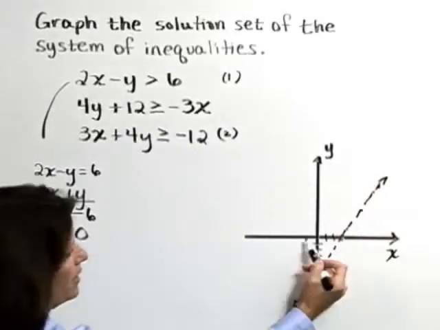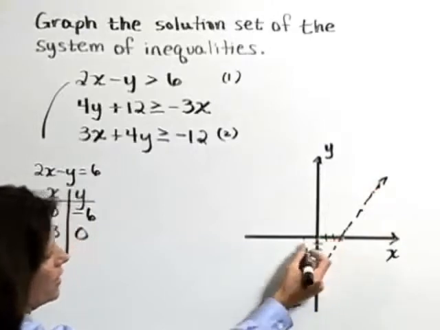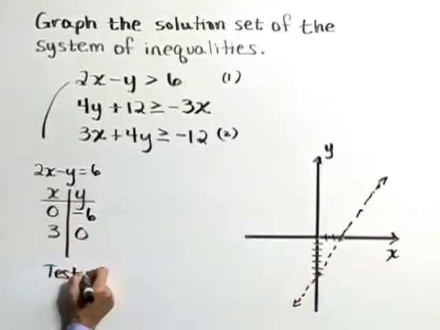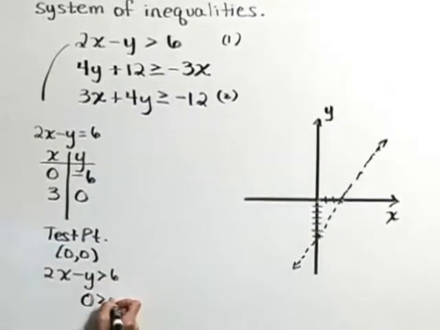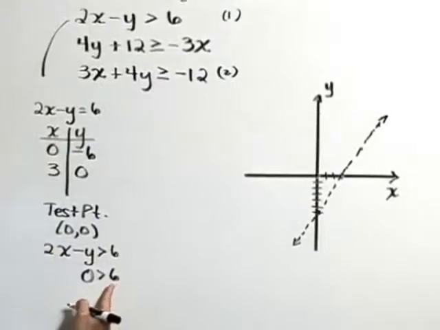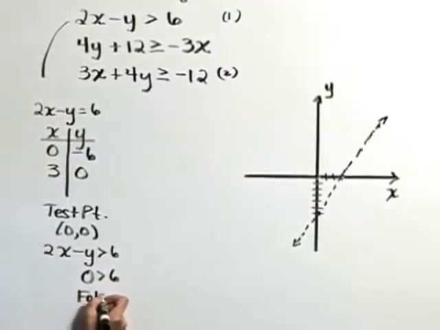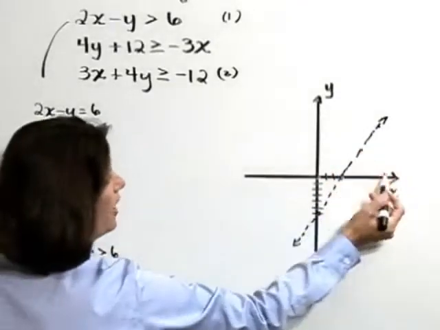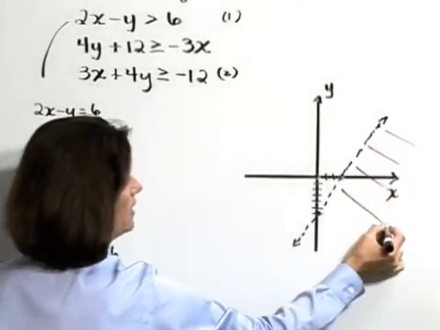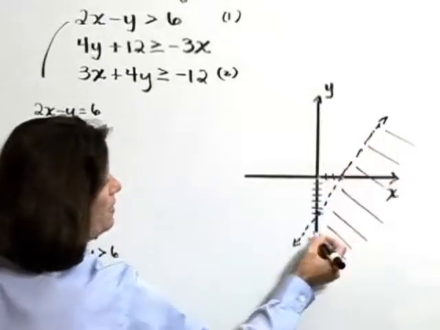Now, let's decide which side of that line to shade. I'm going to choose the origin as a test point. So let's test the point 0, 0. In the original inequality, 2x minus y is greater than 6. Substituting 0 for x and 0 for y, we'll get 0 on the left-hand side. And is 0 greater than 6? No, it definitely is not. That is a false statement. Therefore, the origin at 0, 0 is not part of the solution region. So the other side of this boundary line is part of the solution region for that particular inequality.